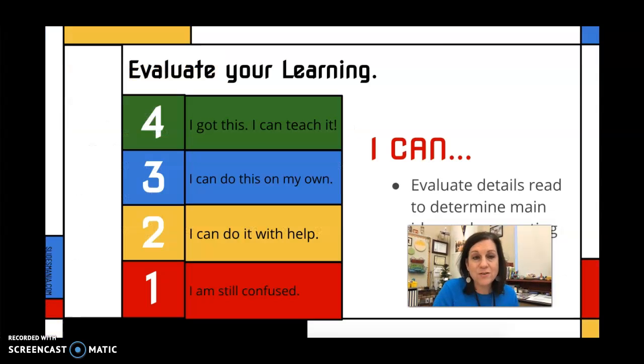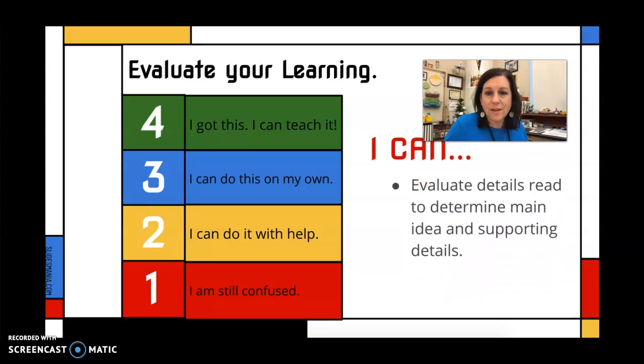Okay, so what I want you to do now is evaluate your learning. Write on your piece of paper what number you feel that you are in talking about that you can evaluate details read to determine main idea and supporting details. All right, so you're a 1, I'm still confused. A 2, I can do it with help. A 3, I can do this on my own. Or a 4, I've got this. I can teach it. So go ahead and write that down on a piece of paper, and then eventually you'll be able to write it up in the corner of your mentor text.